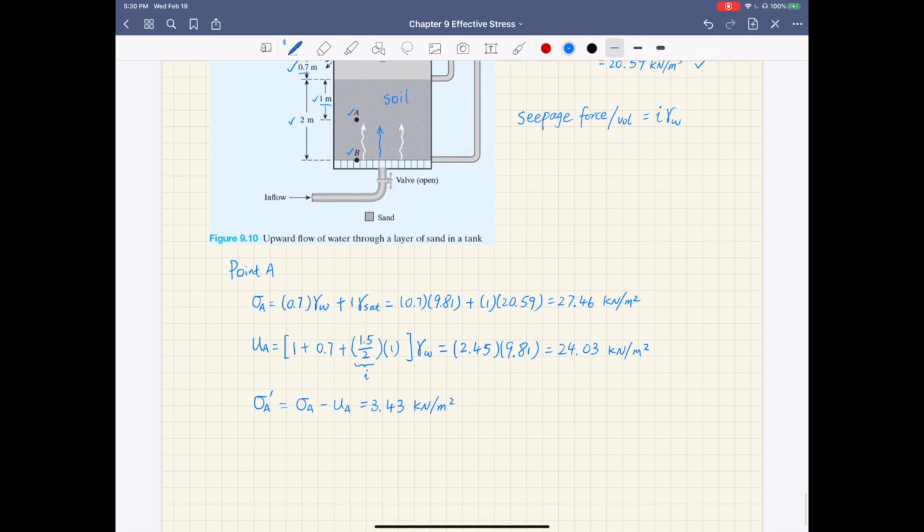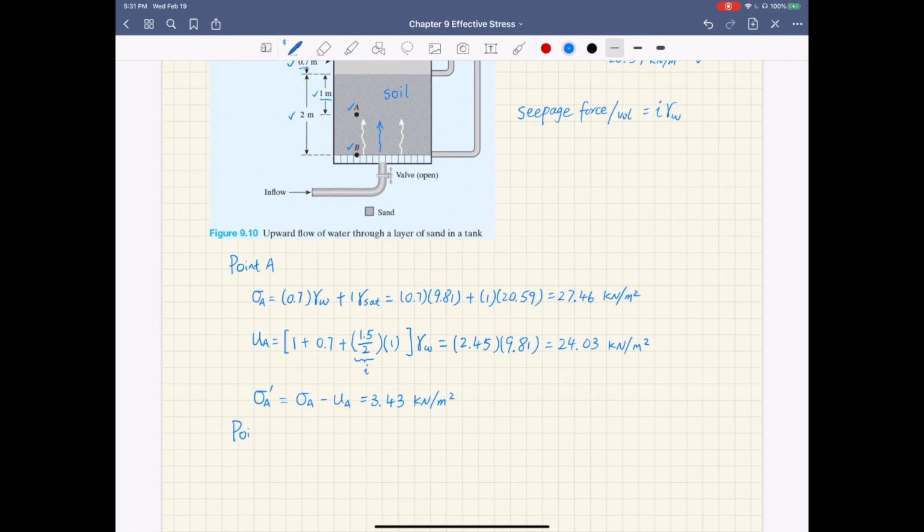And then for point B, the total stress sigma B is 0.7 times gamma water plus the height of that soil layer times gamma saturated of soil. This is 0.7 times 9.81 plus 2 times 20.59. Okay. So the total stress at point B is 48.05 kilonewton per meter square.